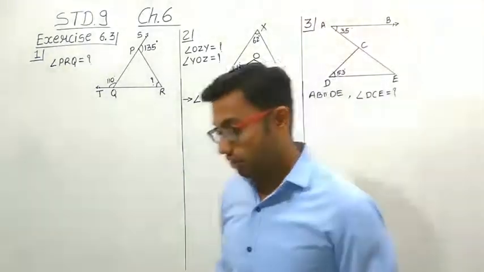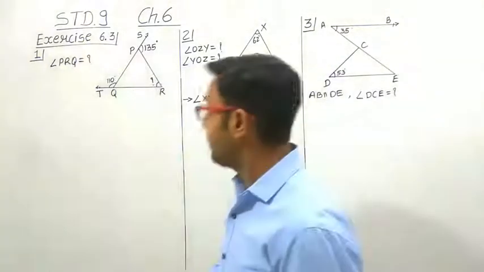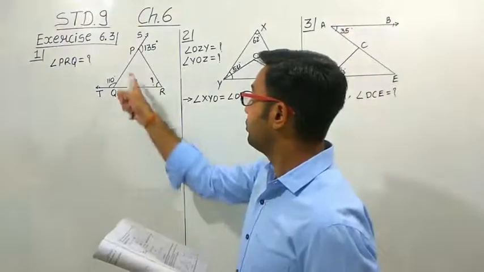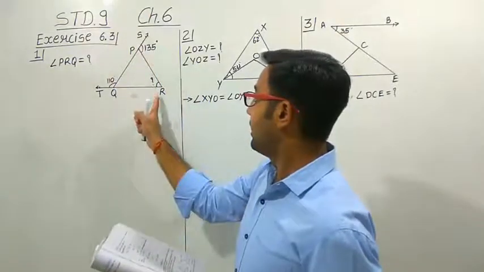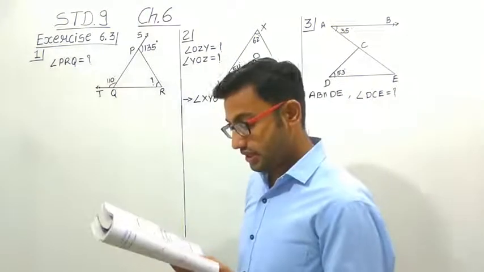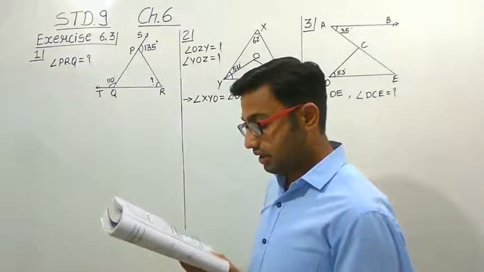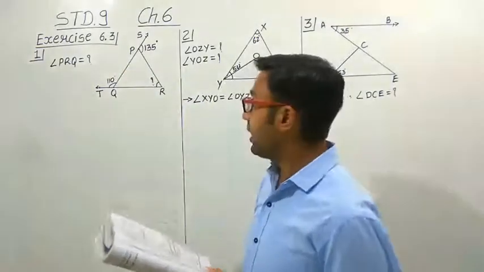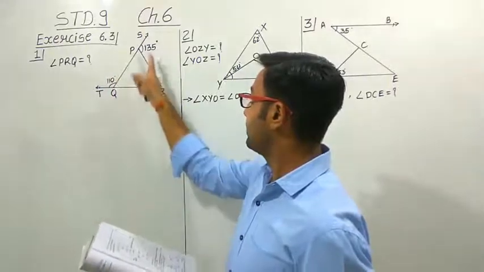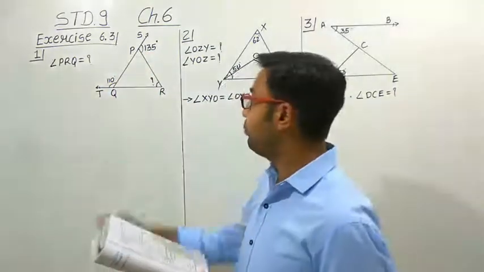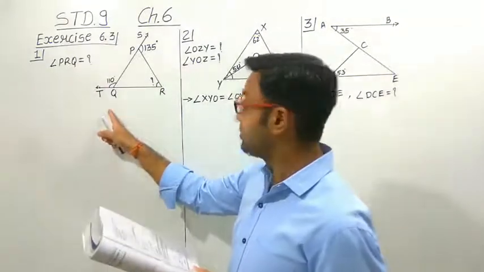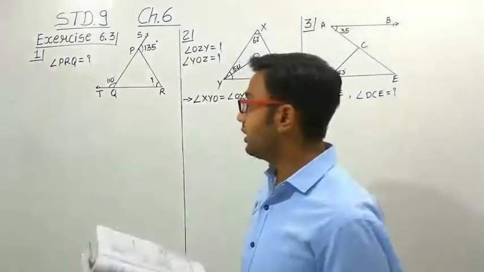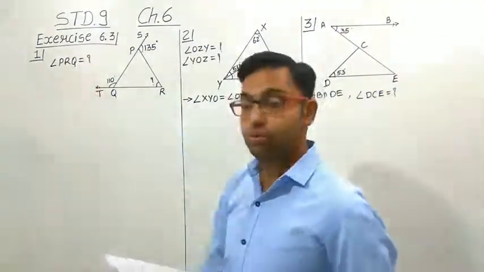The first question of exercise 6.3: here we have a triangle PQR, and QP and RQ are extended to points S and T. We are given angle SPR as 135 degrees, and the second angle, PQT, as 110 degrees. We have to find the angle PRQ.